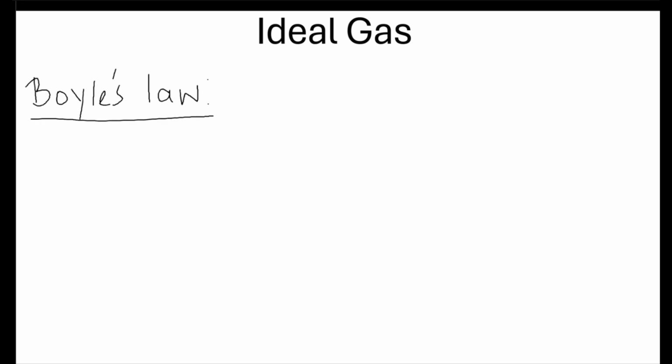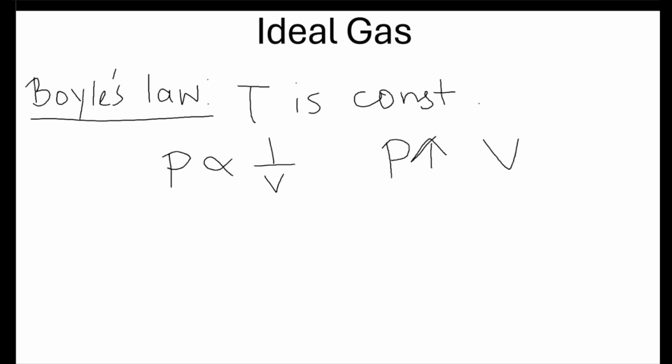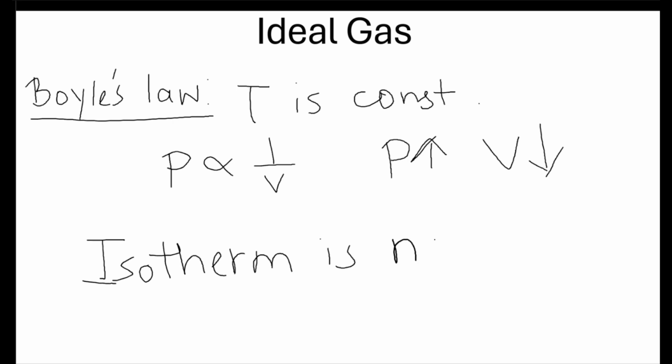This law tells us the relationship between pressure and volume when temperature and number of moles are constant. According to this law, pressure is inversely proportional to volume. That means if pressure increases, volume will decrease. As temperature remains constant, we will notice isotherm in our graph.